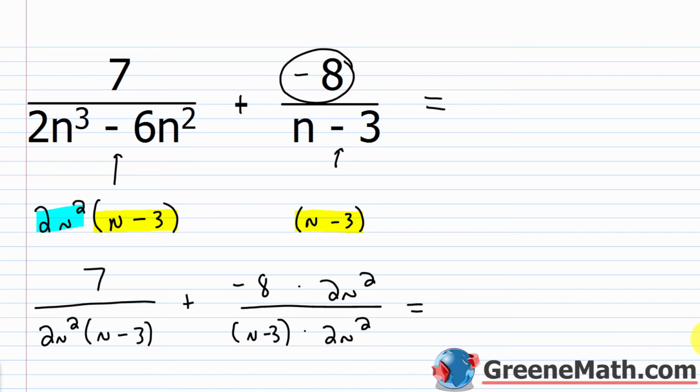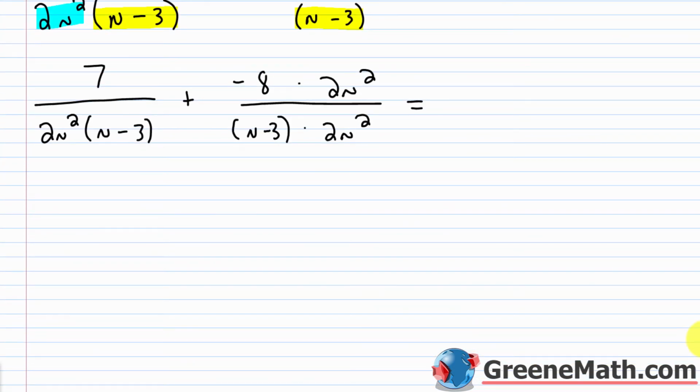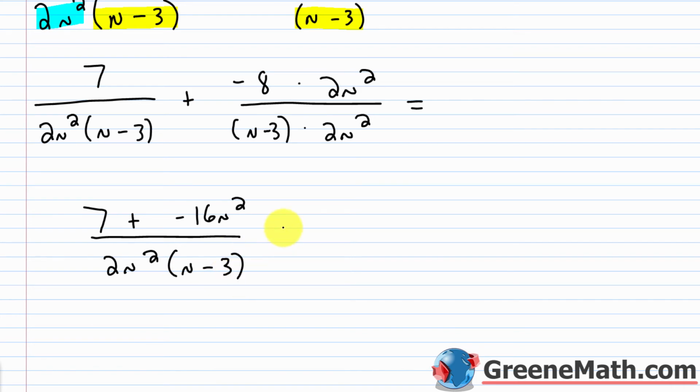So now I have a common denominator, and so I can just go through now. So I have 7 plus negative 8 times 2n squared is negative 16n squared. And then this is over 2n squared times the quantity n minus 3. So let me just reorder the terms.